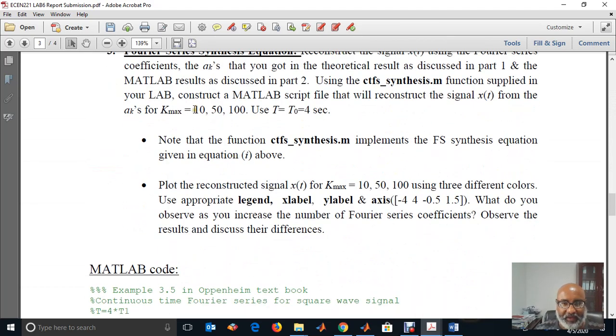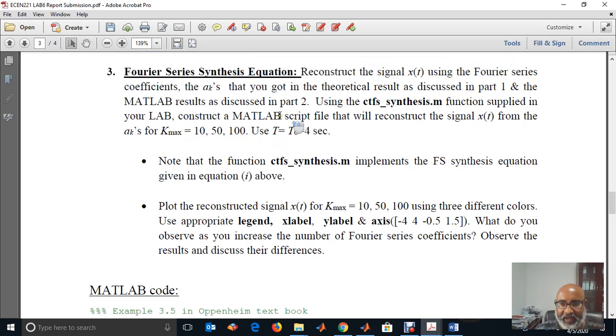So then we vary again k max 10, k max 50, 100, and so on. And for this example, we have to use the period T. The fundamental period is 4 seconds. And we have a function called CTFS synthesis. What does it do, this one? It will reconstruct the signal from the a_ks.